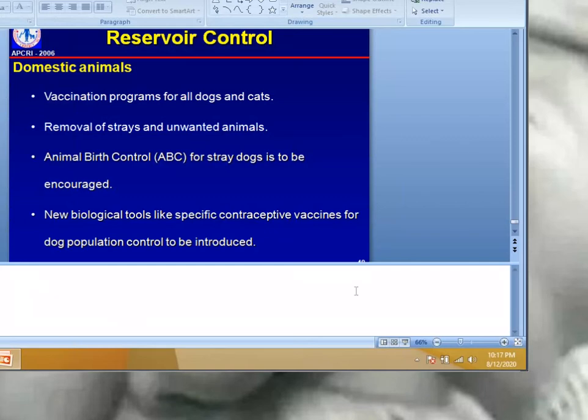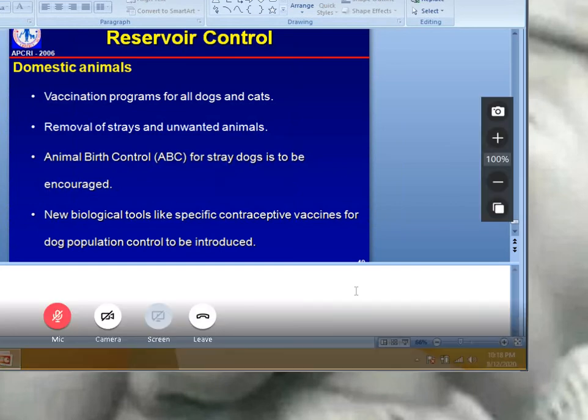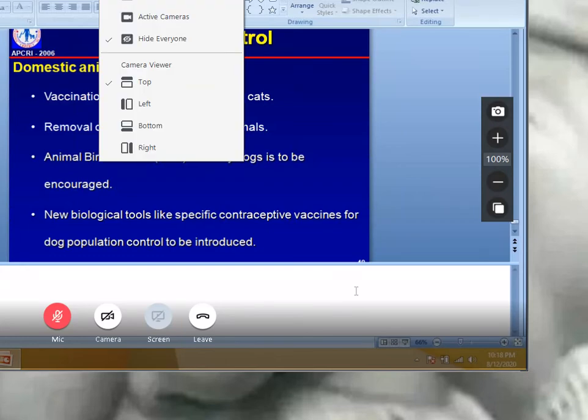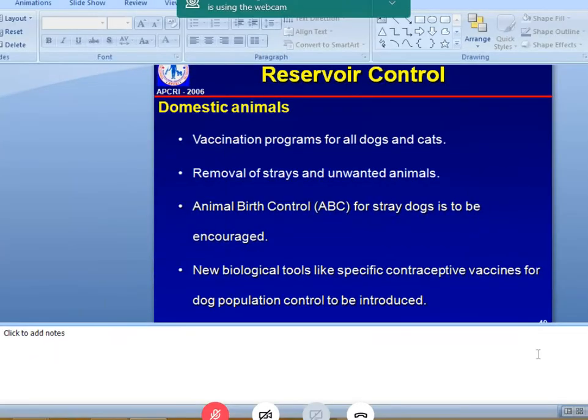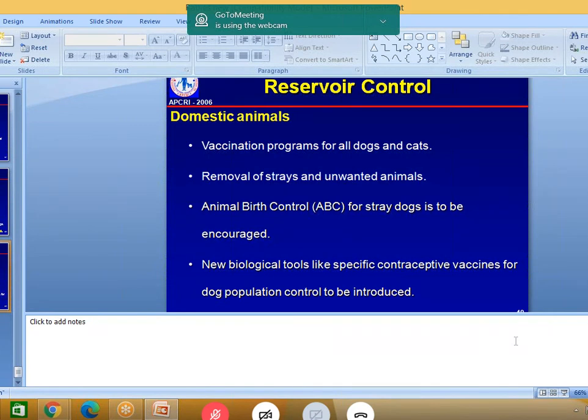Of course, if at all we vaccinate, we immunize the foxes and the jackals. The best way to immunize is an oral vaccine. Where we can actually do this for wild animals, we can use oral vaccination. So how to give an oral vaccine to the wild animals? It is the best way.